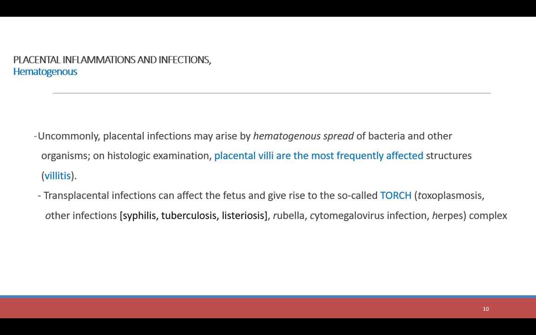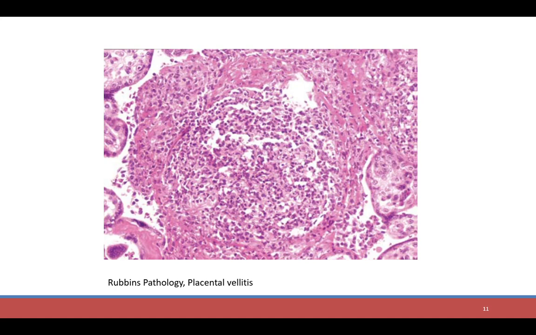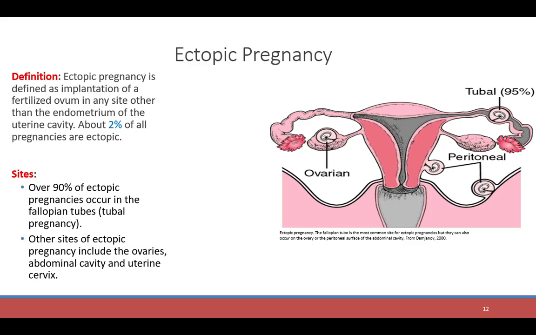Most of the time, a transplacental infection that's coming into the placenta can affect the fetus, and many times it gives rise to what we call the TORCH syndrome or the TORCH entity. These are the etiologies for the TORCH: toxoplasmosis, syphilis, rubella, cytomegalovirus, and so on. This is what we see in the placenta. If it's hematogenous, we check the placental villi. We see the acute inflammation in the placenta itself.